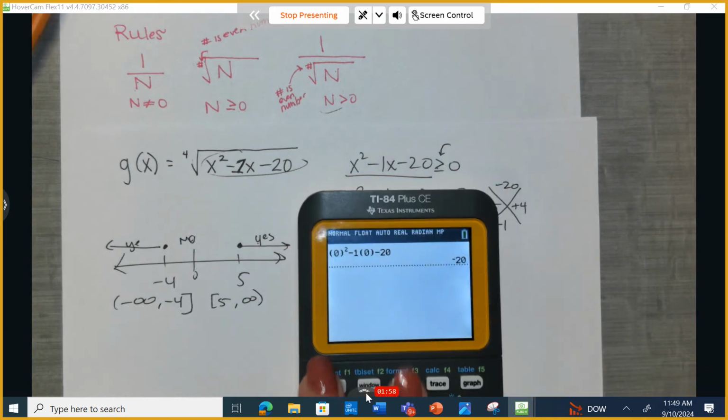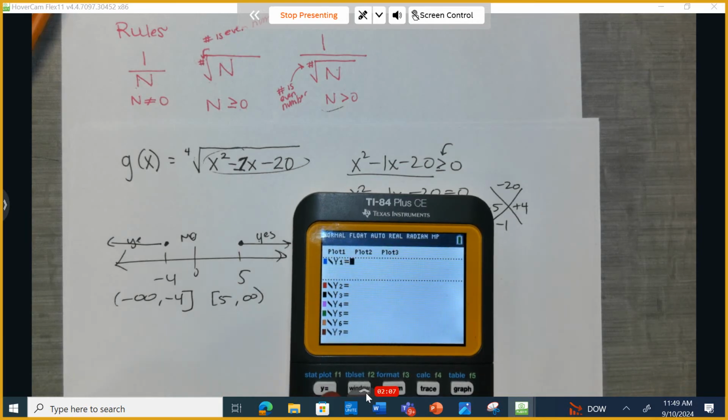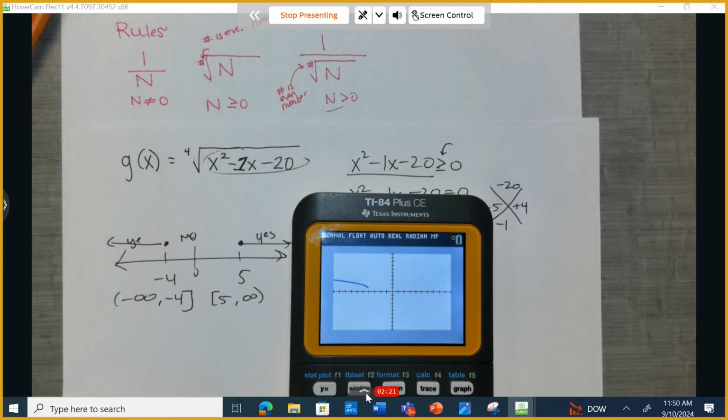Now we could use a graphing calculator to see, is this correct? Let's check. When I plug this in, it's a little unique in how we plug it in, but we have a couple different ways to do that. Let's see if I can remember how to do this. I go to math, and I come down here, and I'm going to make that into a 4, and then inside is going to be x squared minus 1x minus 20. I'm going to graph it, and we can see that it goes all the way to negative 4, and then it picks up at positive 5 and goes to the right.